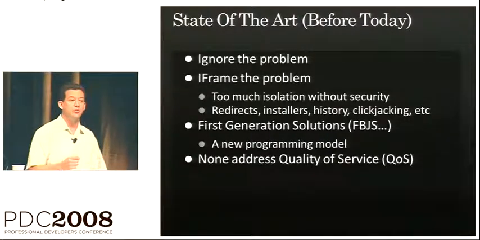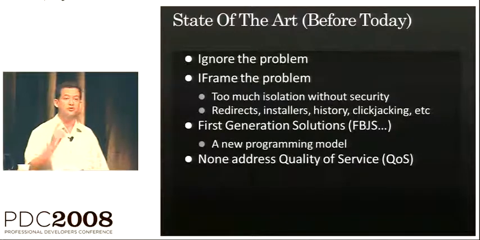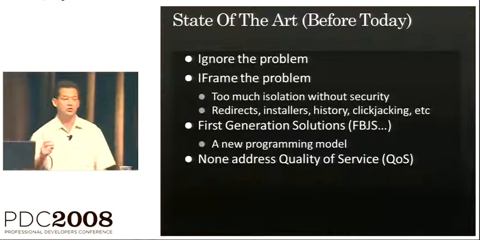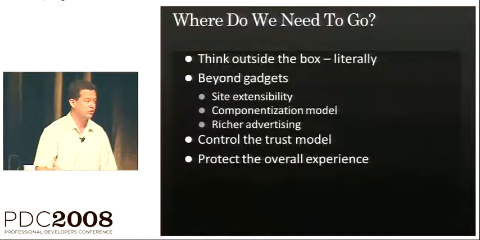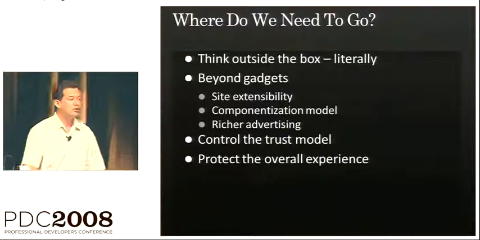And last, which is the most important, think back to that SiteMeter example. That wasn't a security issue. It was a quality of service issue. So how do you do this and address the quality of service? So where do we need to go with this?